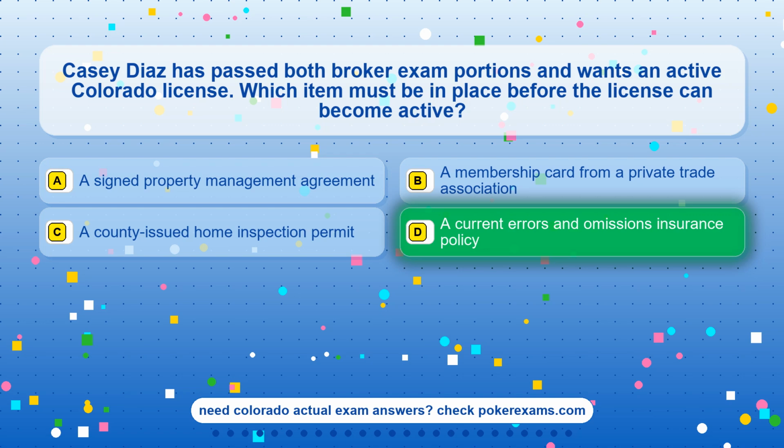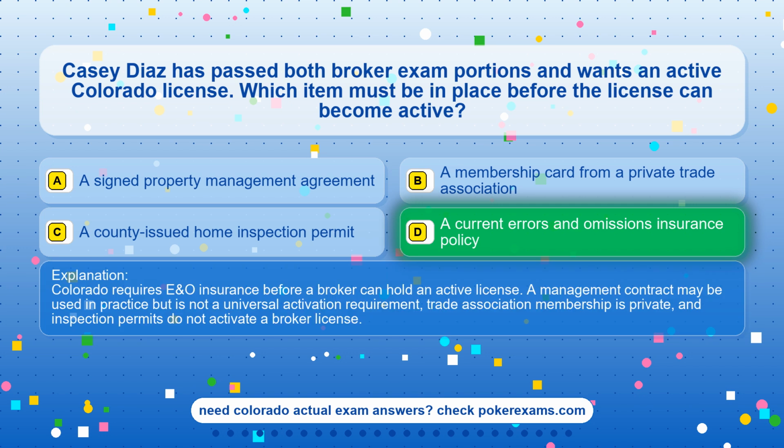The correct answer is option D. A current errors and omissions insurance policy. Colorado requires E&O insurance before a broker can hold an active license. A management contract may be used in practice but is not a universal activation requirement. Trade association membership is private, and inspection permits do not activate a broker license.